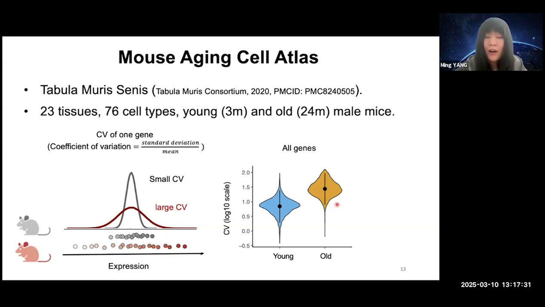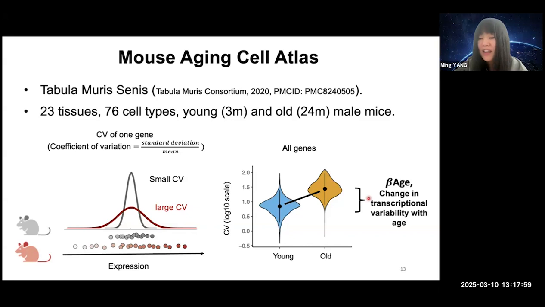And because we have a large number of expressed genes, if we plot them together, we get this violin plot, where the blue violin represents the CV of all expressed genes at a young age, and the yellow shows the counterpart at old age. And we can see there is some trend changing from young age to old age. So we use a linear mixed model, and we extract the coefficient, which we refer to as the beta age, which shows the change in transcriptional variability with the animals' age.